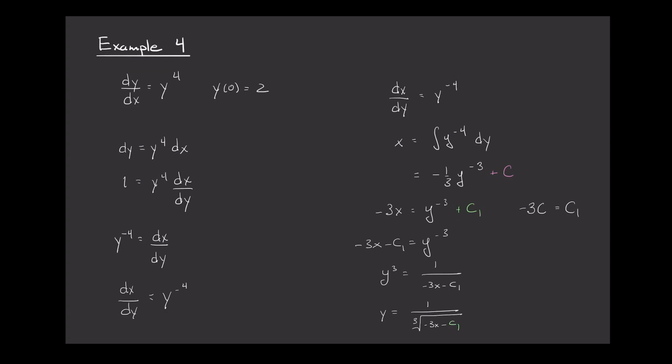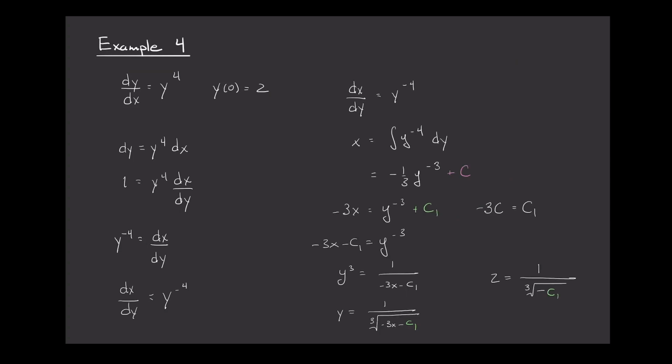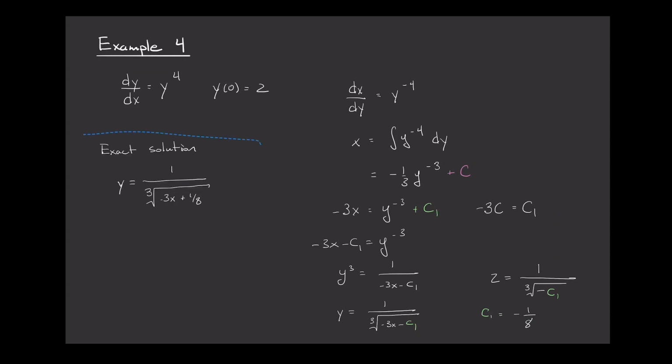Now what this initial value information says is that x is equal to 0 at the same time y is equal to 2. If we substitute that information into this expression, what we get is that 2 is equal to this expression, and we find that c1 is equal to negative 1/8. This gives us a final exact solution of the following.